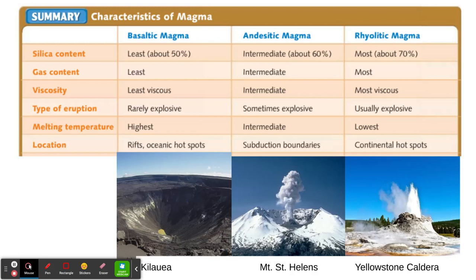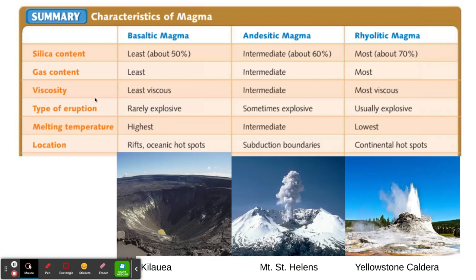So we've got kind of three different categories of magma shown here. We've got the basaltic magma. This would be the most mafic. It's got the least silica in it. It's got the lowest gas content. It's the least viscous. It flows more smoothly. Its eruptions are rarely explosive, and it's got the highest melting temperature.